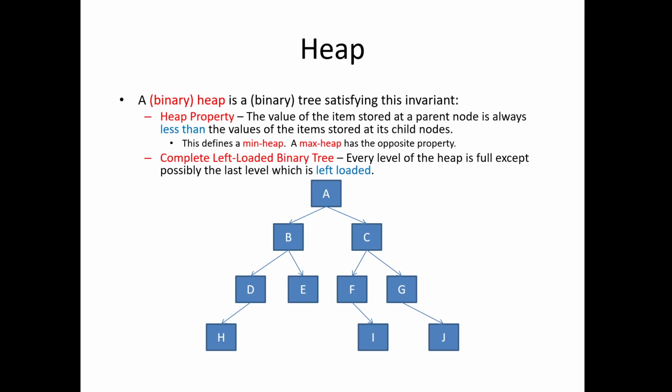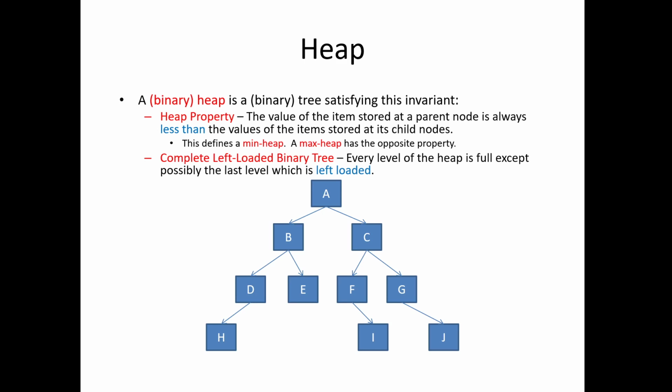We can verify here that this heap is indeed satisfying the heap property. A is less than B and C, B is less than D and E, and we can verify for all of the nodes here that the values of the children are greater than the values of the parent node. Now, the complete left-loaded binary tree property has a lot going on there, but we've taken a look at a few of these definitions in an earlier video. Binary tree, yes, this tree is a binary tree. Each node has no more than 2 children. That makes it a binary tree.